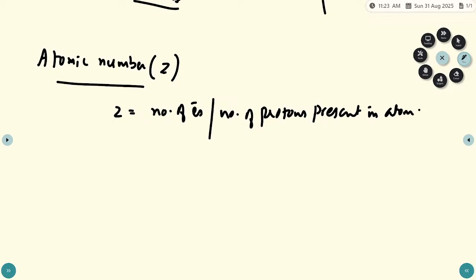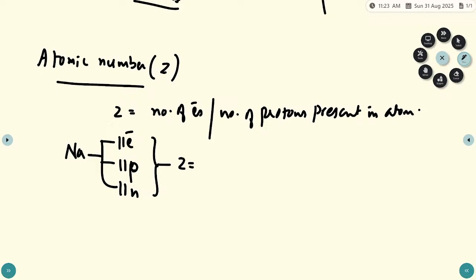For example, take sodium. How many electrons are there in sodium? 11 electrons. How many protons? 11 protons, right? How many neutrons? 11 neutrons. All have the same number. So the atomic number of sodium is equal to 11. On which concept is the atomic number decided, the number of protons or the number of electrons?